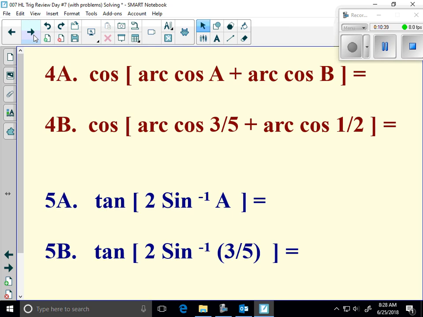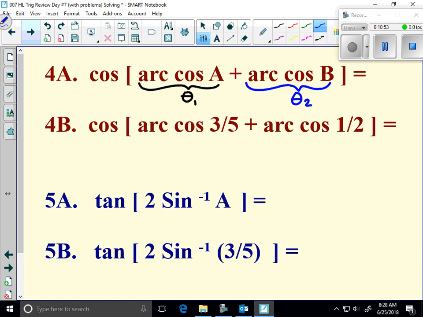Okay, let's take a look at this one here. I'm taking the cosine of two angles. I'm going to call this one theta 1 and this one theta 2. How do I know that these are angles? Because this says arc cosine, and so does that. So I'd just be finding the cosine of theta 1 plus theta 2. Now, I don't have a whole lot of information here. I don't have any ratios or anything like that.